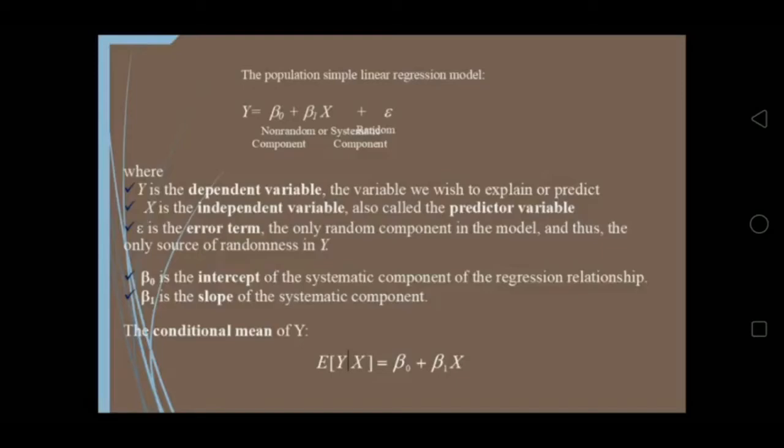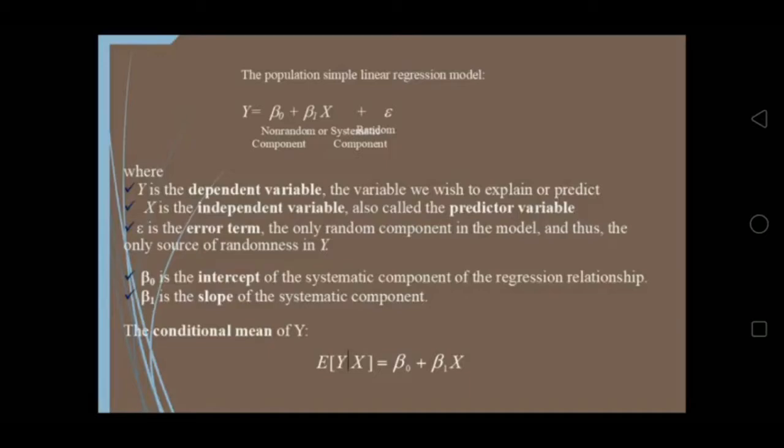Simple linear regression is a statistical method that allows us to summarize and study relationships between two continuous or quantitative variables. As you can see below, y = b0 + b1x + e, where y is the dependent variable, the variable we wish to explain or predict. X is the independent variable, also called the predictor variable.